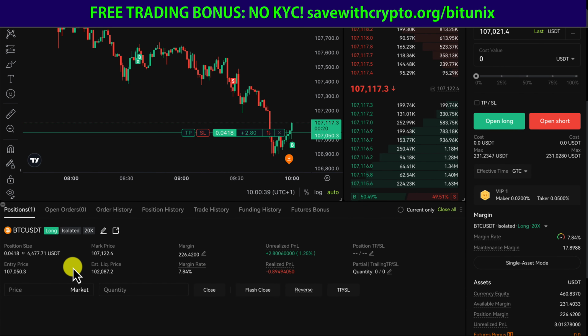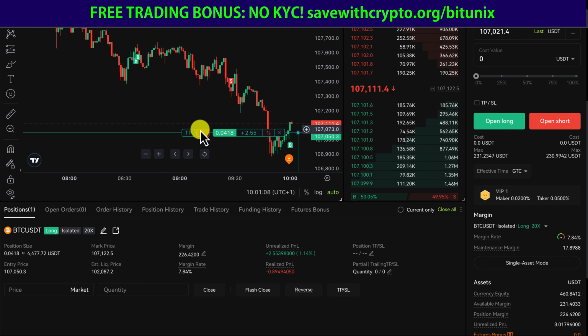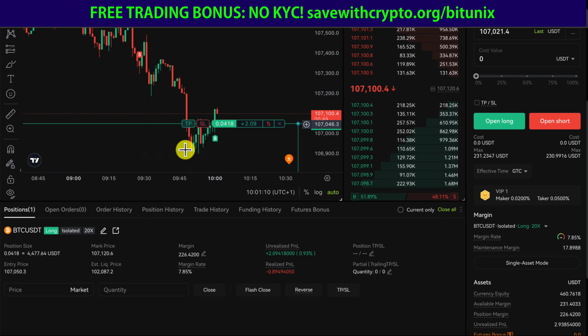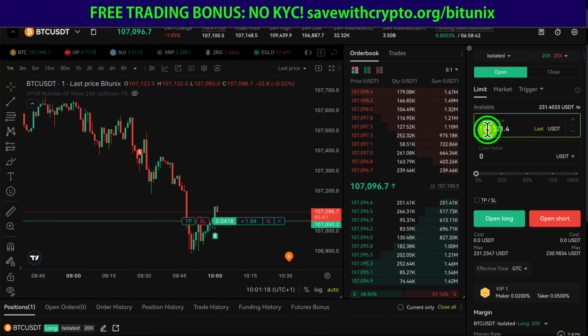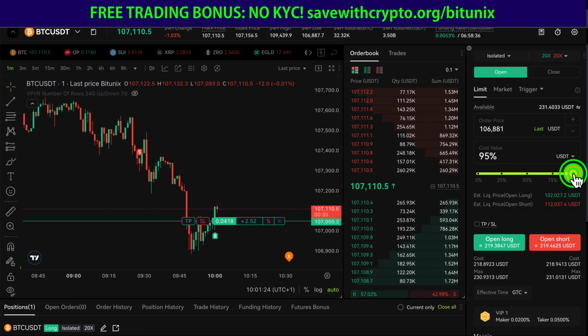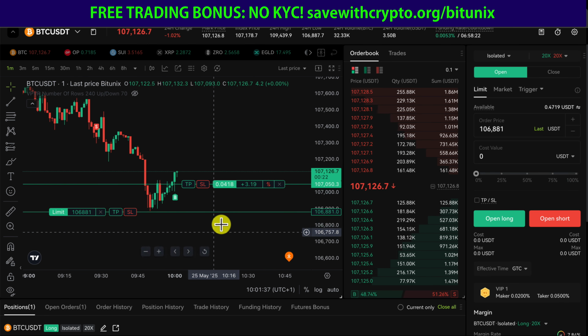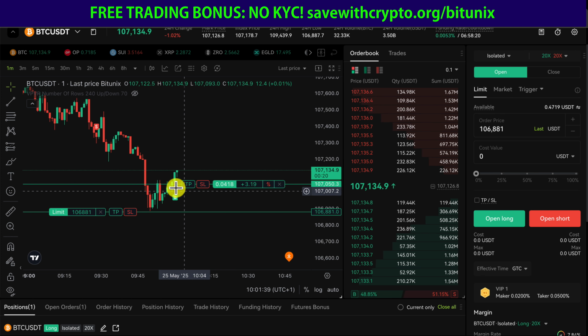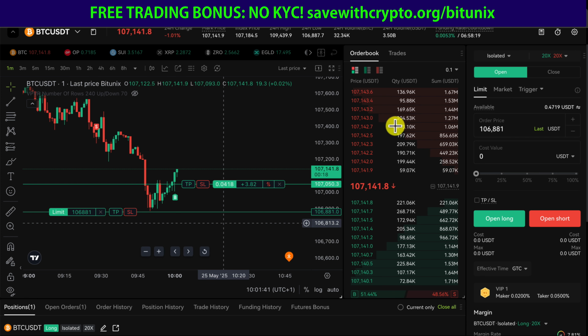Okay, so there's the trade now. It's only 226 margin, so we're currently 1.37% in profit. Now what I sometimes like to do, just in case the price double bottoms, is I'll put a second order in a bit lower at say 106.881. I'll put the rest of the money in there. So if the price comes back down here again, it will scoop that other order up.